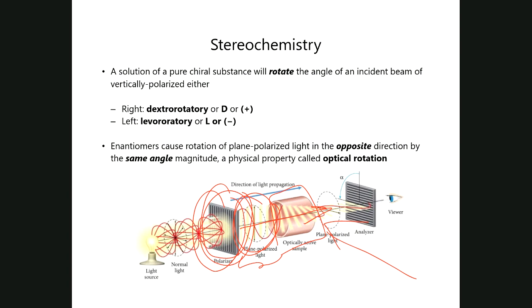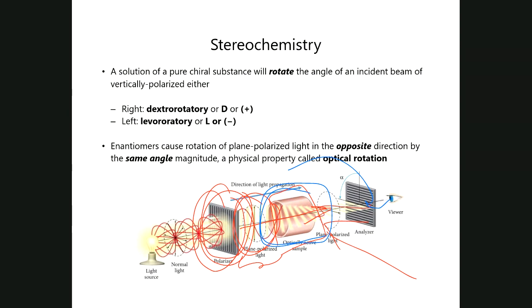Well, if it rotates to the right, we describe that substance as being dextrorotatory. That is the dextrorotatory enantiomer of that one substance. If you swap out the vessel and you put in the other enantiomer, again, let's assume it's 100% pure, what's going to happen? It's going to rotate by exactly the same value, but in the exact opposite direction. So that enantiomer we refer to as the levorotatory enantiomer, or the L enantiomer.